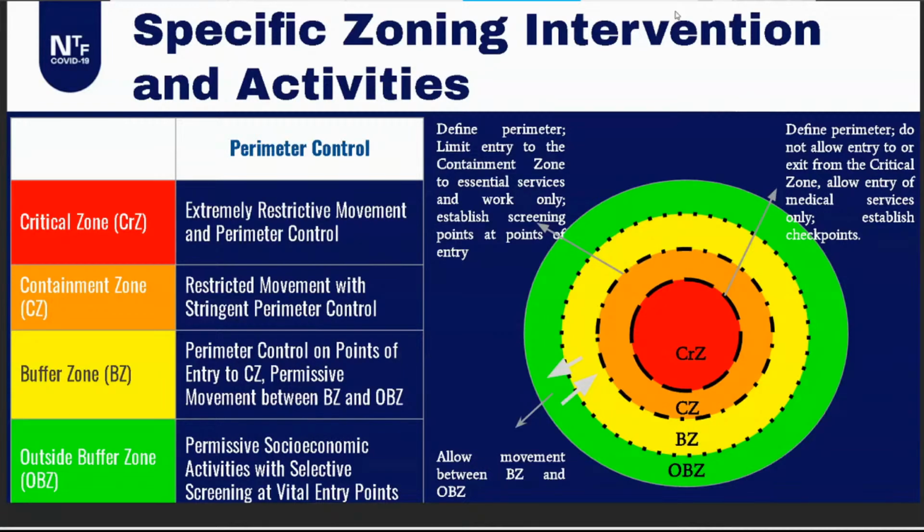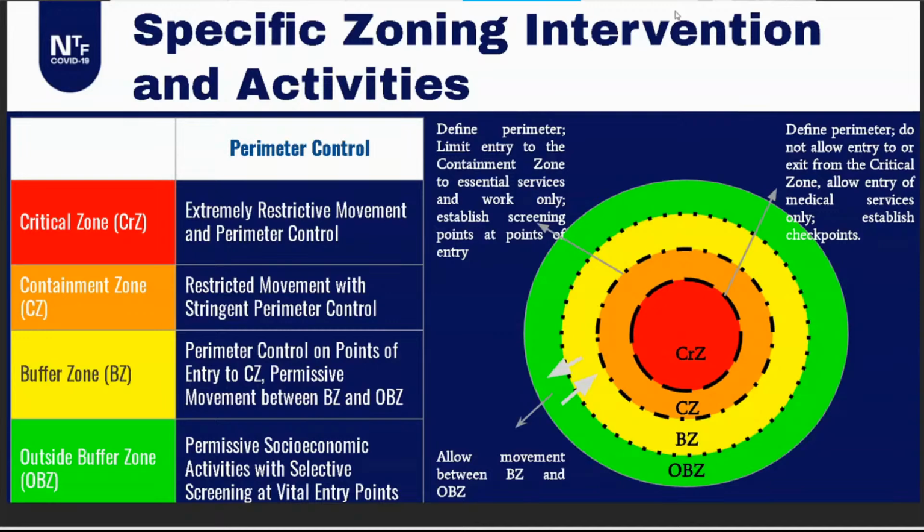So, kada zones po may kaakibat na perimeter control po. Example po dito, extremely restrictive movement and perimeter control under the critical zone. So, to give you a visual on this, ito naman po sa right side ng ating screen, yun may bilog po. Nakita po natin yung critical, containment buffer, and outside buffer zone. And in between the zones, meron po tayong nilagay na parang dotted lines. Yun borders niya.